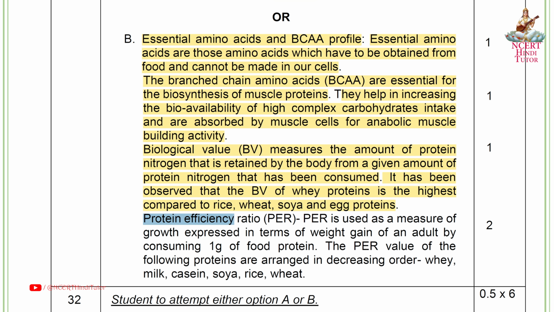proteins. Protein efficiency ratio, PER. PER is used as a measure of growth expressed in terms of weight gain of an adult by consuming 1 gram of food protein. The PER values of the following proteins are arranged in decreasing order: first whey, next milk, then casein, then soya, then rice and last wheat.